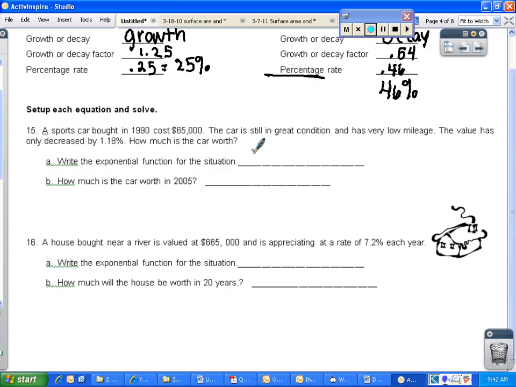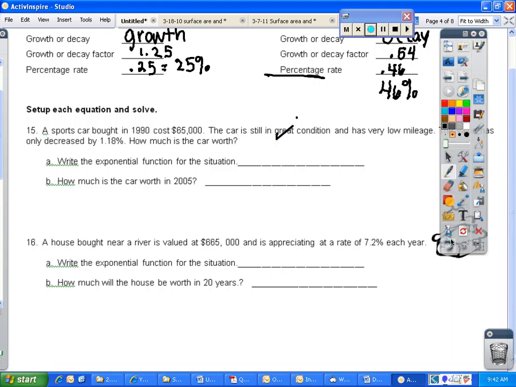You want to write the exponential. So again, you're just going to use that a, but the slate seems to be acting out, so I'm just going to have to come to the board to do this now. So you're going to use that same a times 1 plus or minus, depending on growth or decay, the rate raised to the t power.